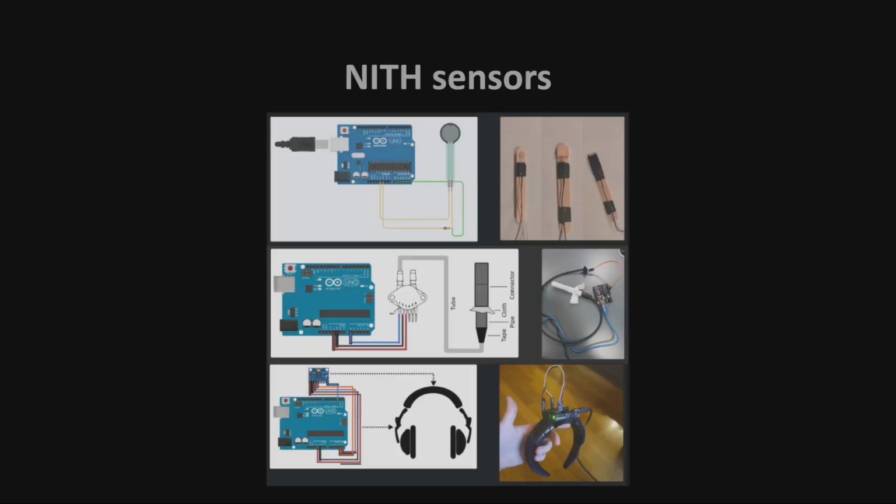The main entry point for our data is, of course, sensors. And NITH includes a small collection of do-it-yourself solutions. For example, you can see here a teeth pressure sensor, a breath sensor, and a head tracker. Those are made such that someone can easily replicate them at home using do-it-yourself materials and Arduino microcontroller boards.